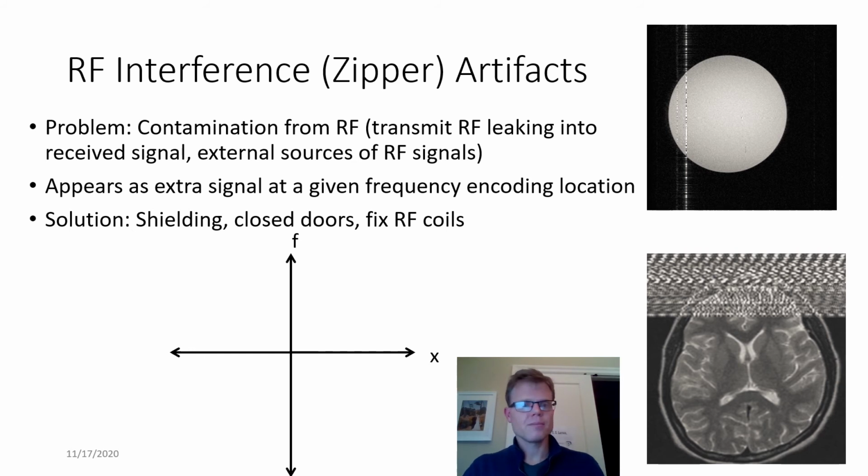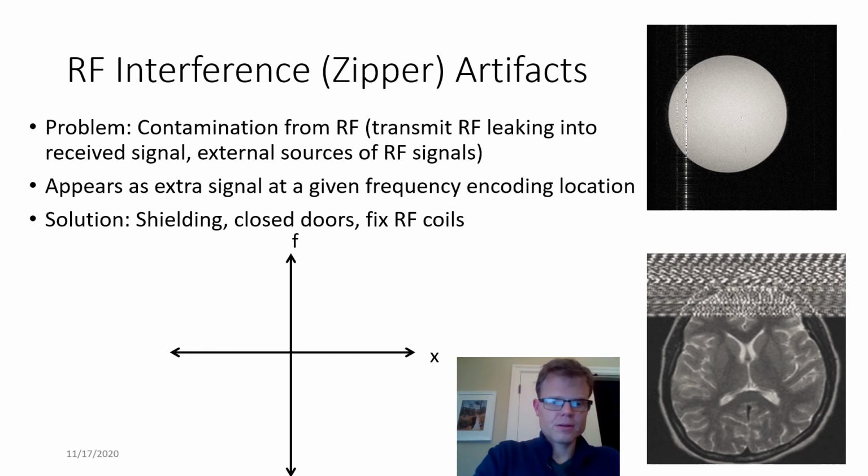Okay, another type of artifact I'm going to cover is RF interference, or sometimes called zipper artifacts, for the appearance that you can see in the images on the right. This is some sort of radio frequency contamination. It can be the transmit RF leaking into the receive signal, or it can come from external sources of RF signals. And this appears as an extra signal at a given frequency encoding location.